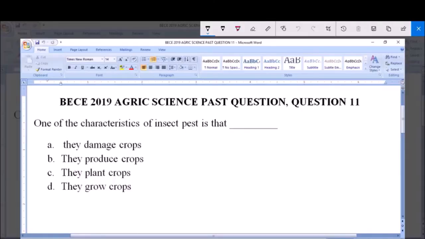Good day and welcome. Today we're going to be dealing with BECE 2019 Agric Science past question, Question 11. One of the characteristics of insect pests is that dash. A, they damage crops, B, they produce crops, C, they plant crops, and D, they grow crops. So we are actually asked here for the activities or the effect of the activities of the insect pest. And like you know, insect pests are simply organisms.